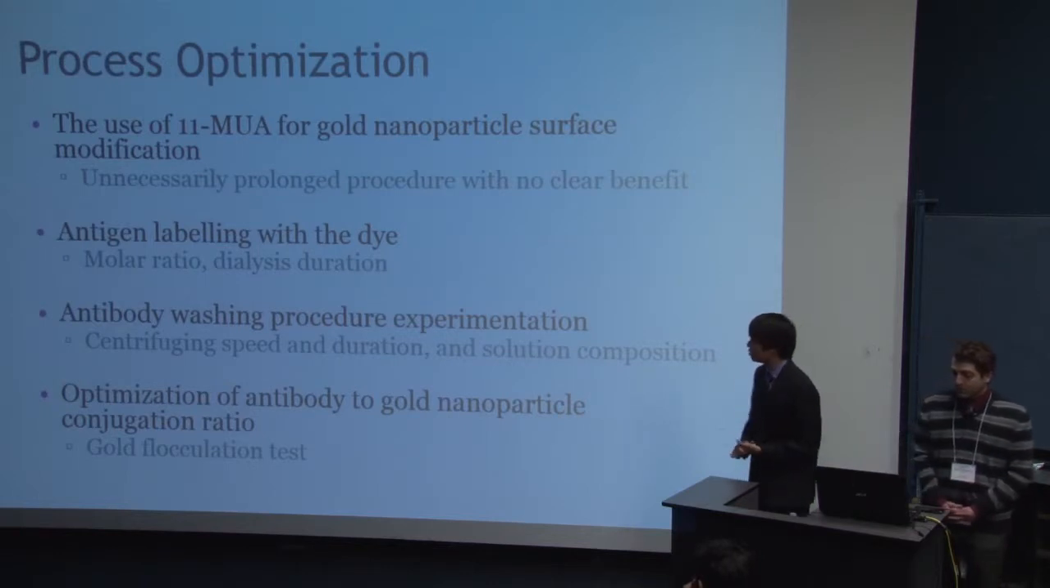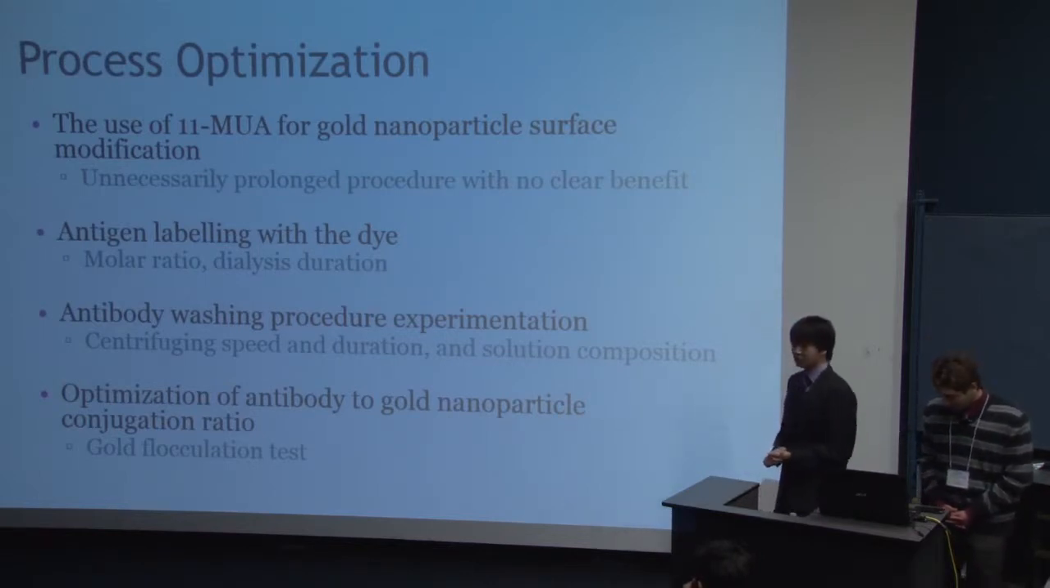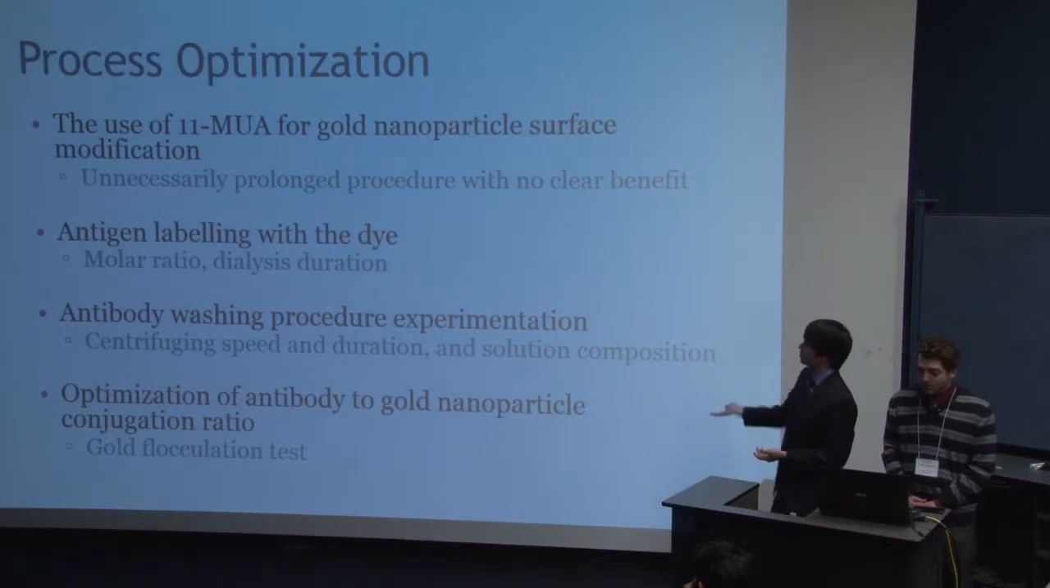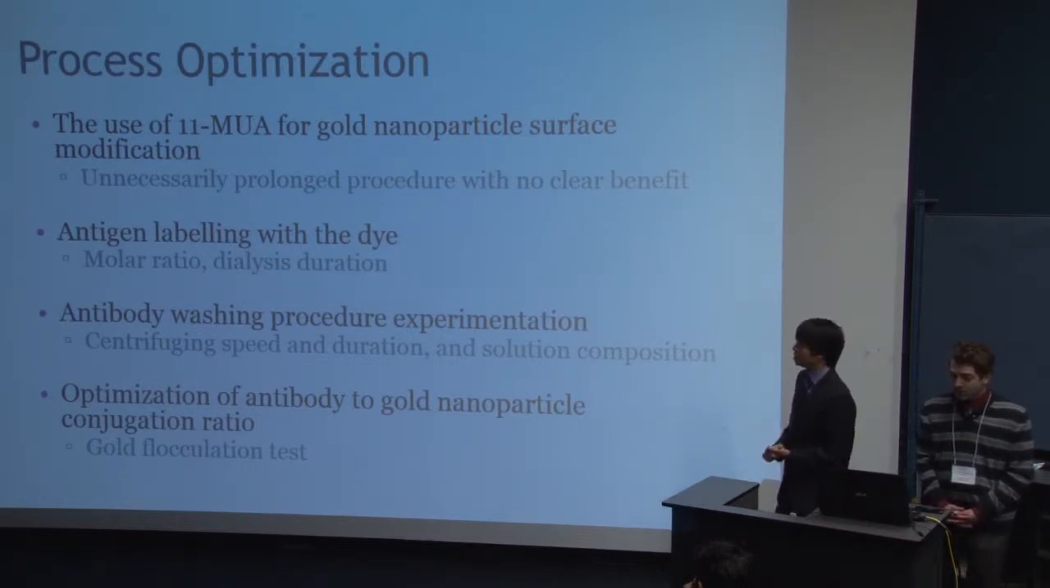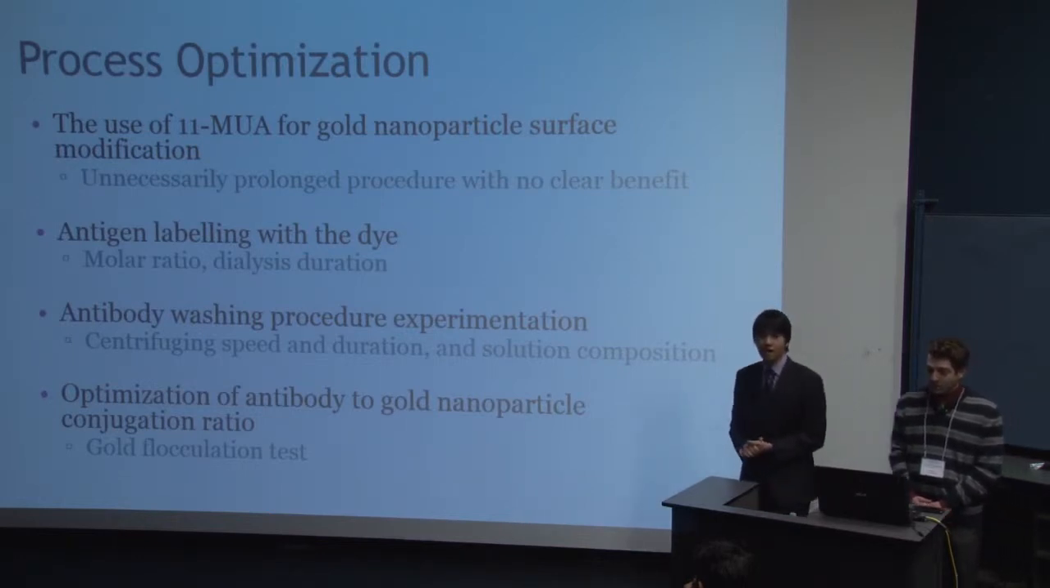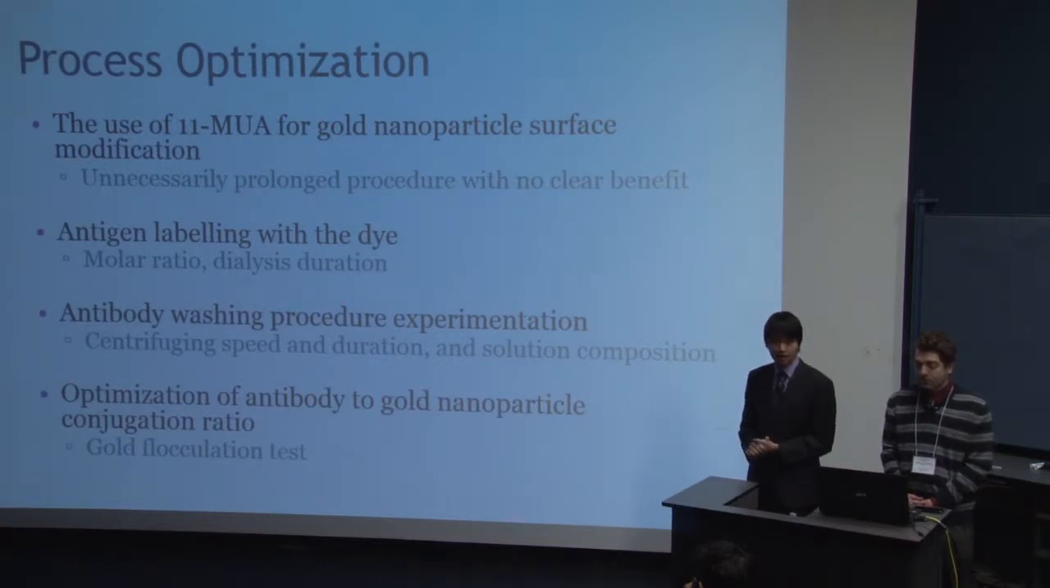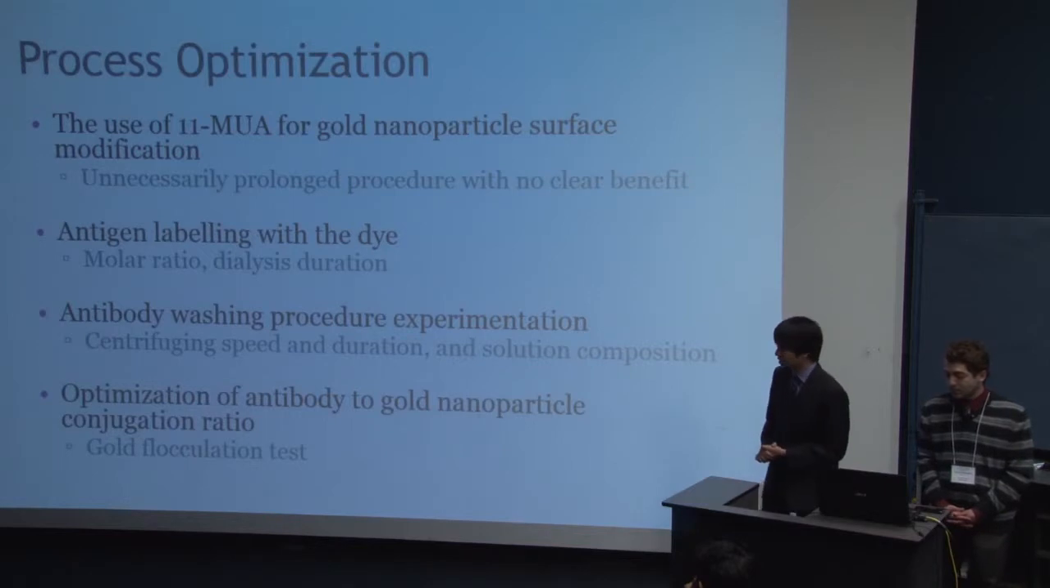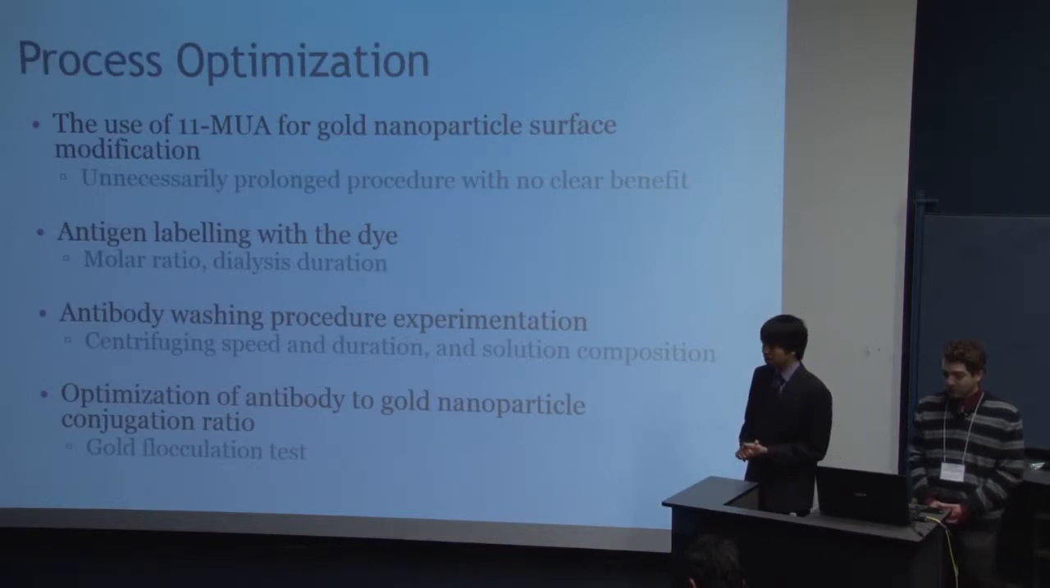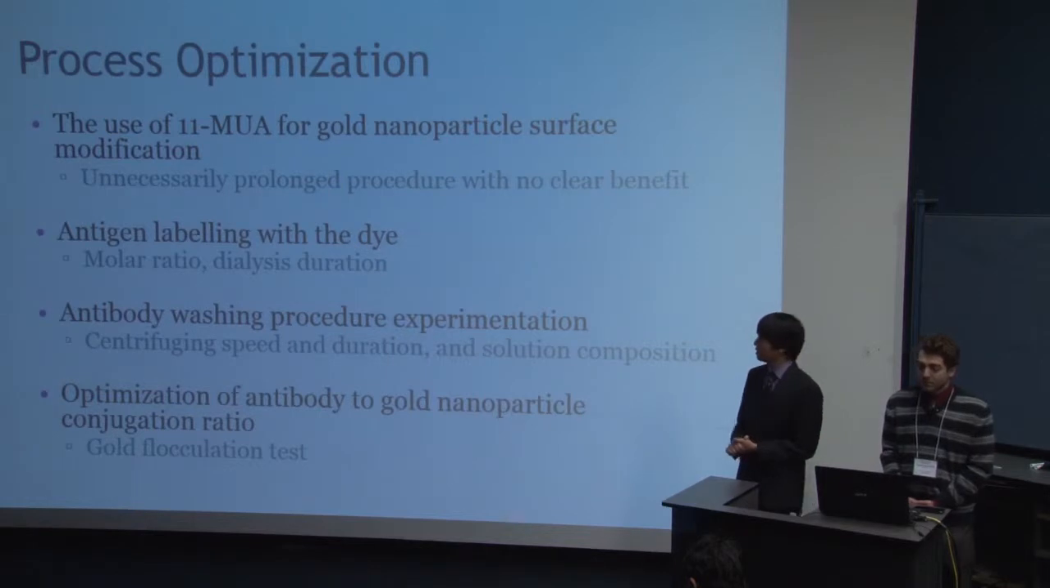Now, like I said, we did complete a lot of process optimization. Examples of these include points listed here. In our initial synthesis procedure, we had 11-mercaptoundecanoic acid being functionalized on the surface of the gold nanoparticles before binding our antibodies. However, we deemed it unnecessary due to the amount of time it took to introduce it and the relative lack of benefit compared to our other alternatives.